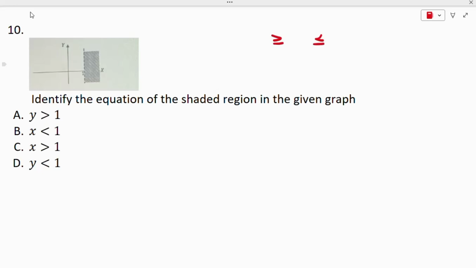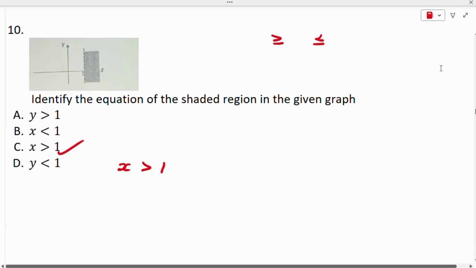Okay, and let's look at the part shaded. If you look at the part shaded, you note that it is at the right hand side of the graph. Since it's at the right hand side of the graph, this implies that this is greater than, and the axis in which it is shaded is the x axis, and from here we find that the point is given as 1. So this implies that x is greater than 1. So from here we have that C is the correct option. All right, so let's go on to question 11.